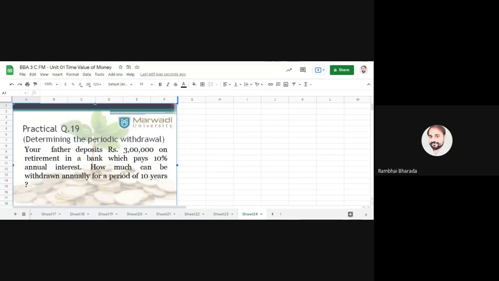Future value of single amount. Prisha said, okay, present value of single amount. Divya said future value of single amount. What about others?